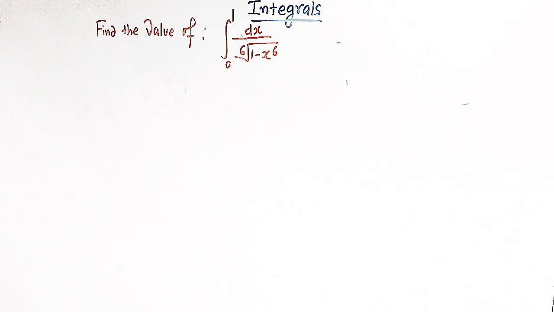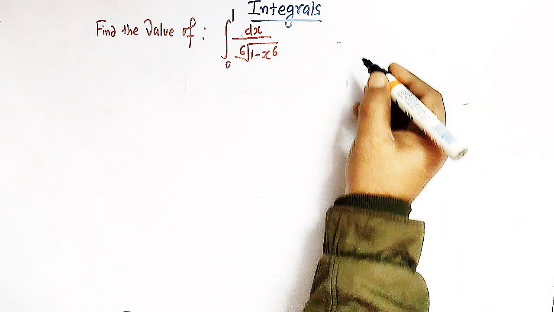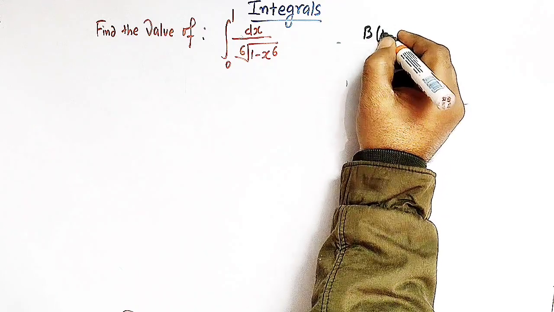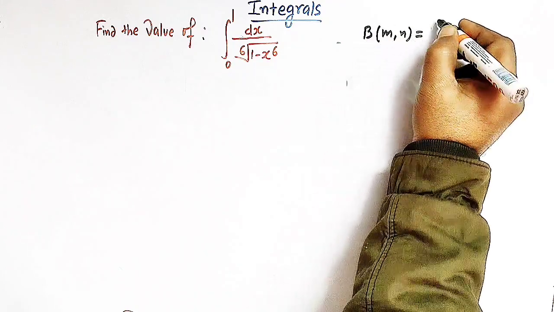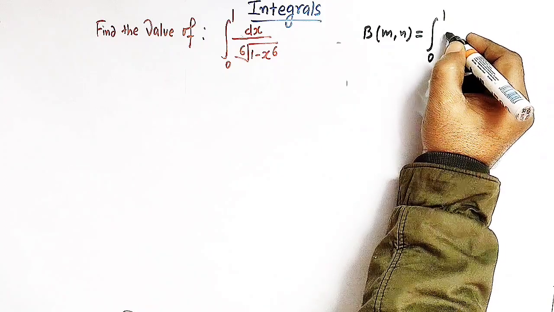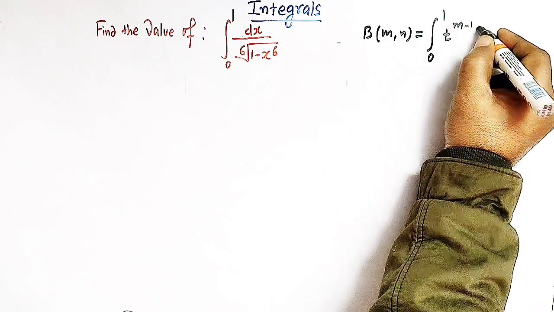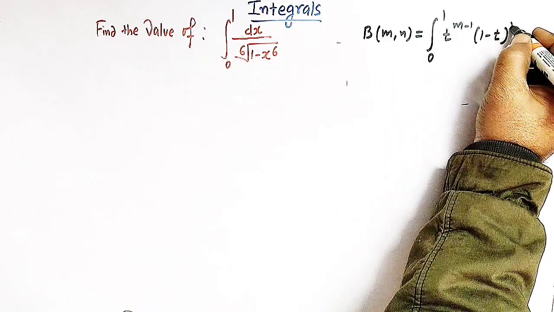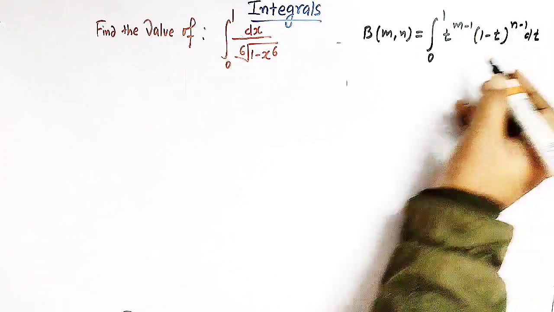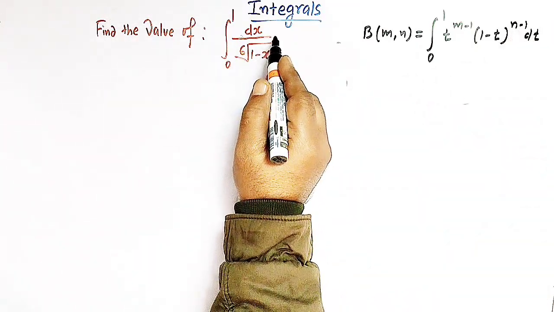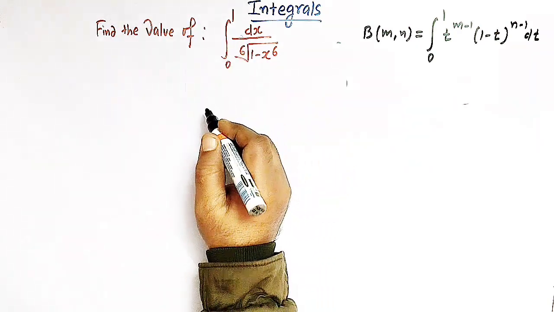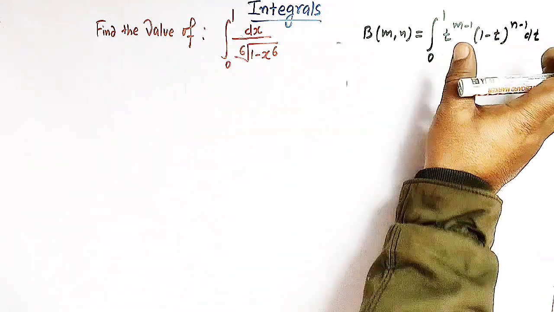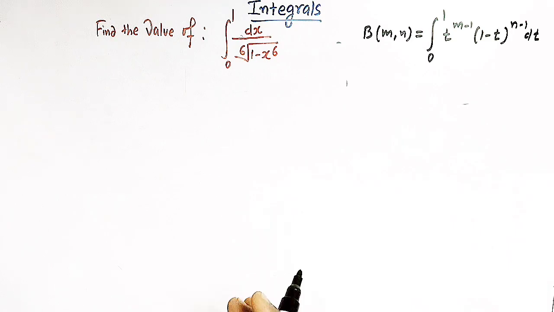So let us first convert this integral I using the method of substitution to the beta function, which is given by beta m comma n is given by the integral 0 to 1, and we have t raised to m minus 1, 1 minus t raised to n minus 1 dt. So the first step is to convert this integral by method of substitution to this integral, and then we'll apply the properties of beta and gamma functions, right?